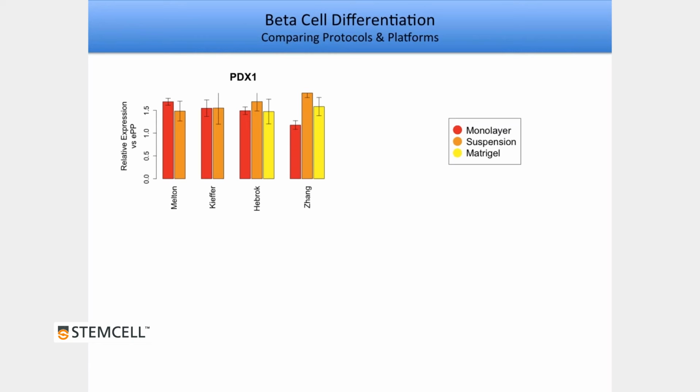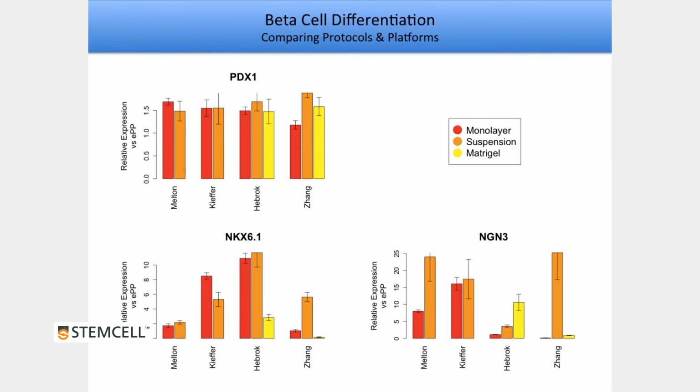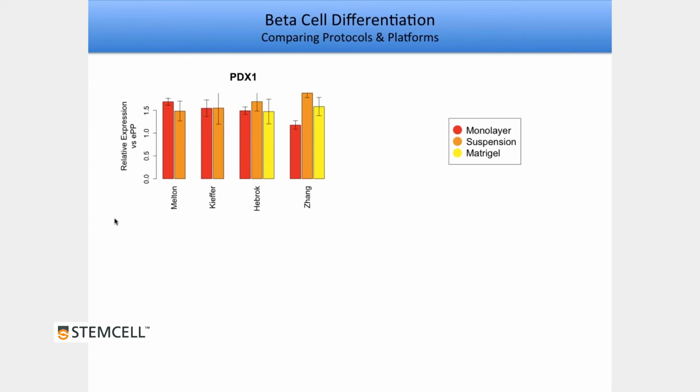So what you can see here is the gene expression for PDX1 at the end of the first stage of each of these protocols. What you'll notice is that the matrigel condition for the Kiefer and Melton protocols is missing, as the cells in this case mostly died off, so we were unable to get RNA. So in the first instance, none of the different protocols, with the exception of the matrigel ones or platforms, seem to show any real significant differences in PDX1.